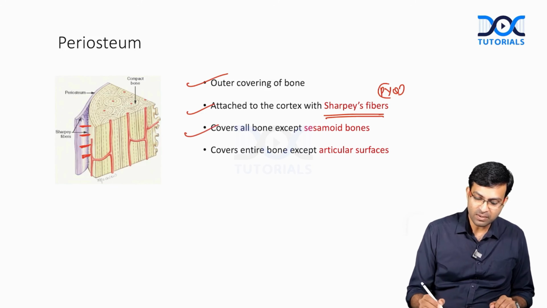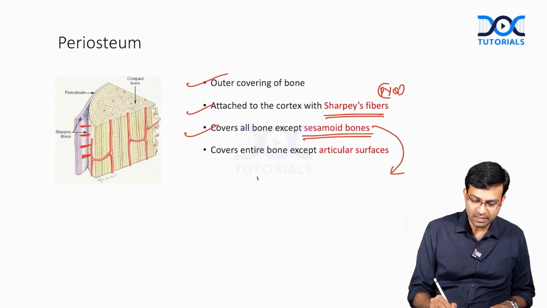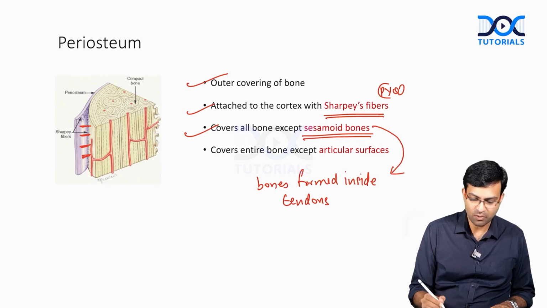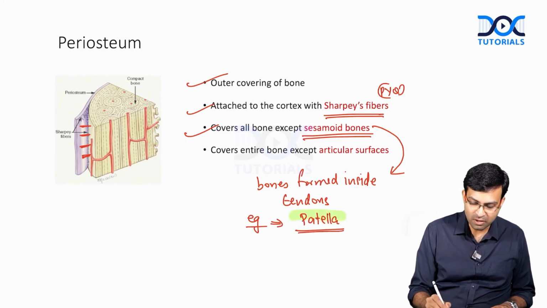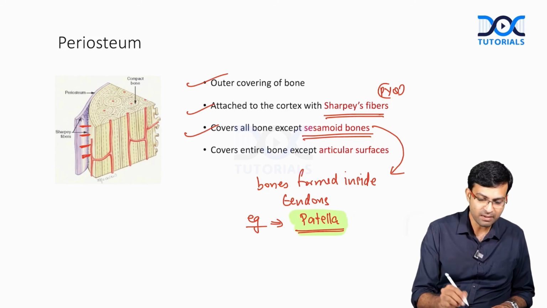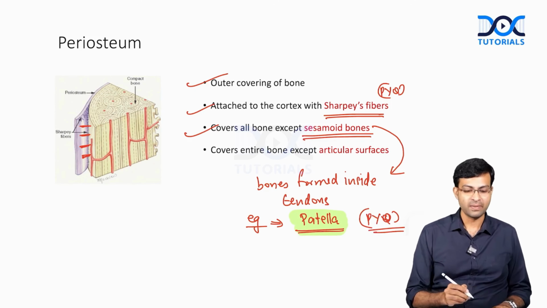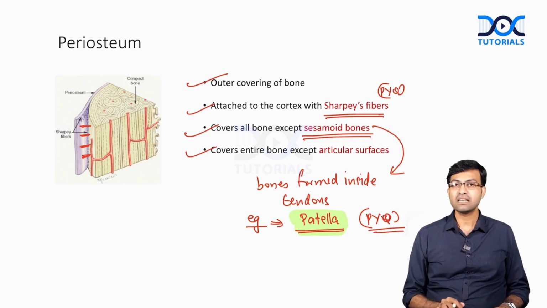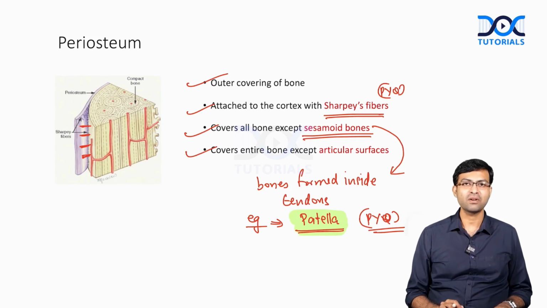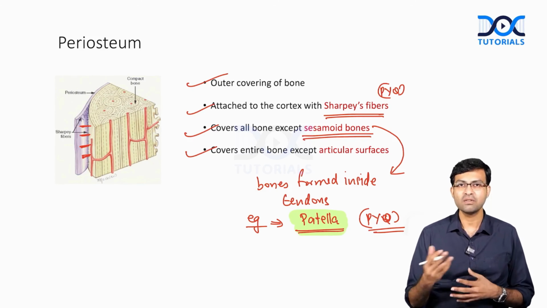Then remember, periosteum covers all bones except sesamoid bones. What are these sesamoid bones? These are bones formed inside what? Inside tendons. Yes, these are bones formed inside tendons, and the best example for a sesamoid bone is your patella. So remember, patella is a bone without a periosteal covering. This is again a previous year question for you. Now, periosteum also covers the entire bone except the articular surfaces. Why? Because you have the articular cartilage there. So that is devoid of periosteum.